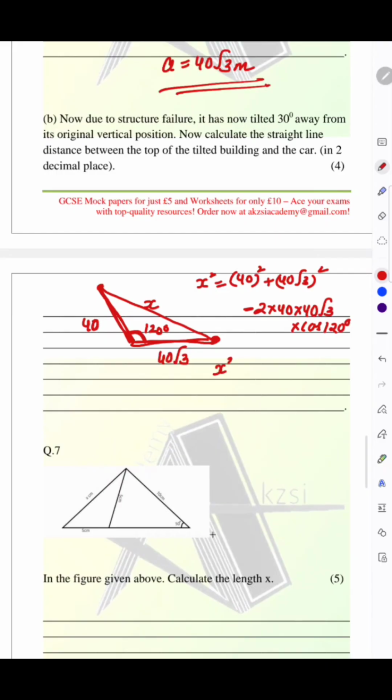Now on solving, I'll get x squared is equal to 9171.28, and on taking the root you'll get the answer as 95.76, that means up to two decimal places it would be 95.77 meters. So we have done till question number 6, and from 7 we'll be doing in the next video.